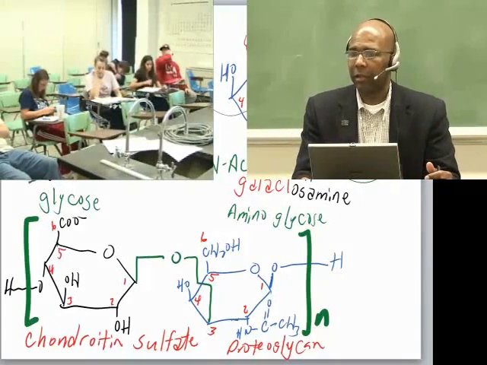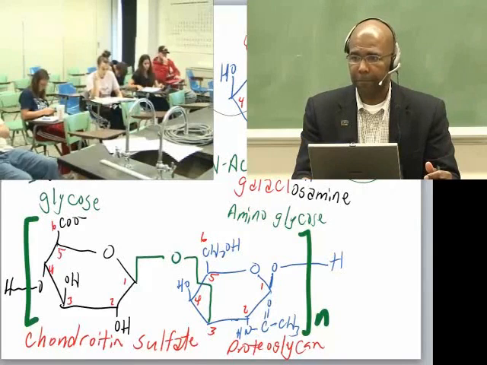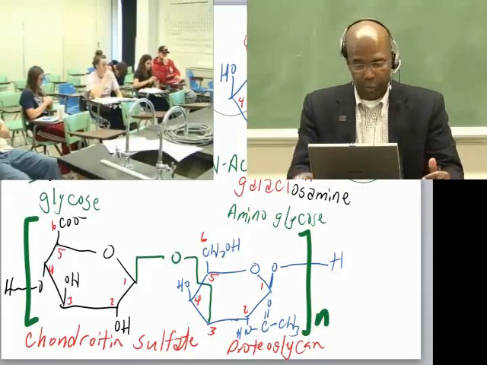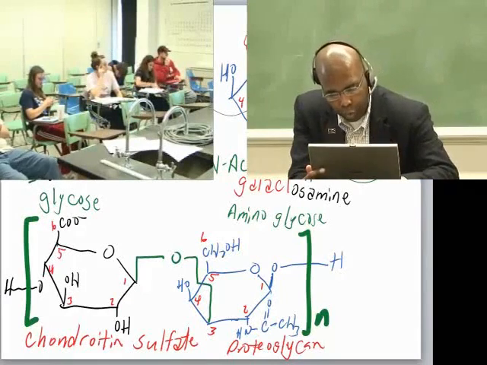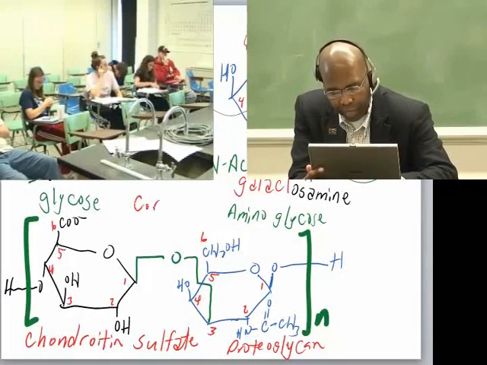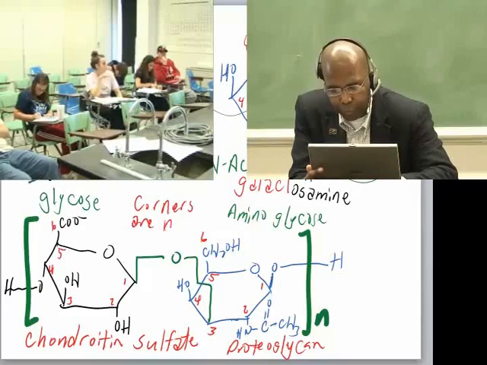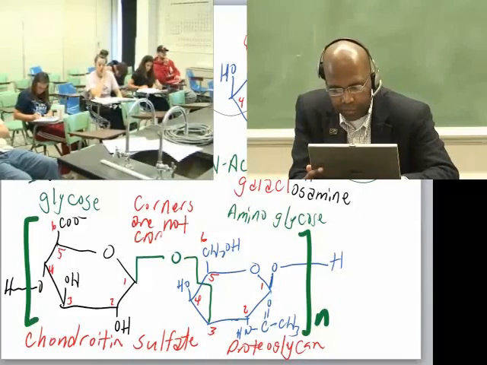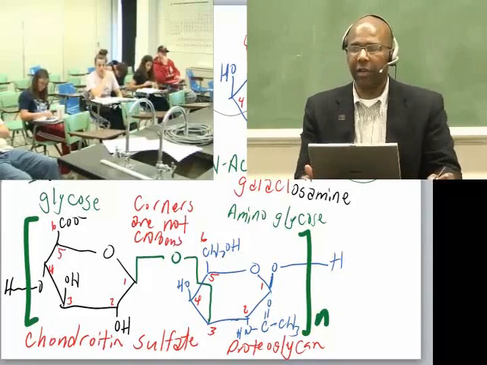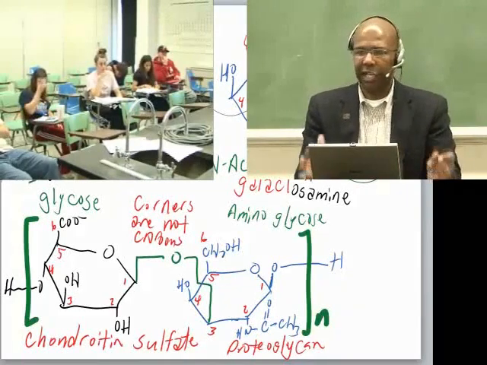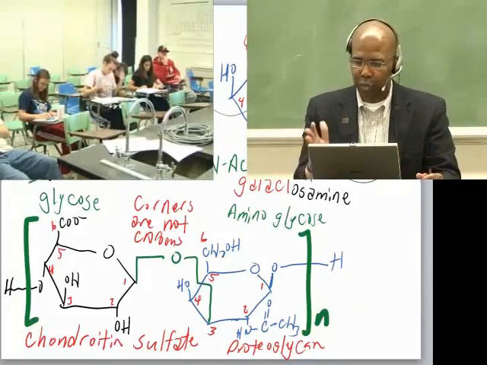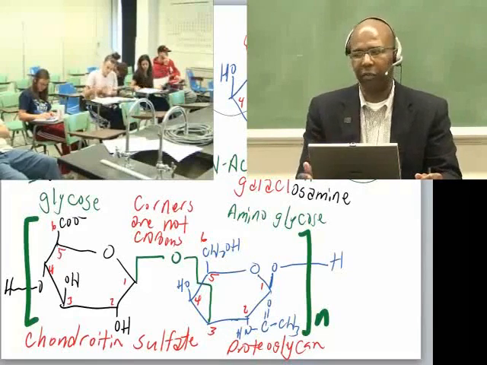And the same thing about the corners, the anomeric carbon, and the one bonds that make the glycosidic bond on this one as well. Yes, the corners again. The corners on a glycosidic bond are not carbons. If there's a glycosidic bond, those corners are not carbons.